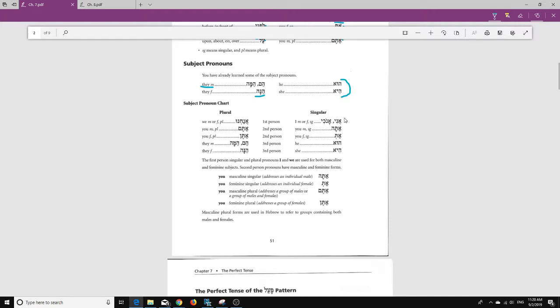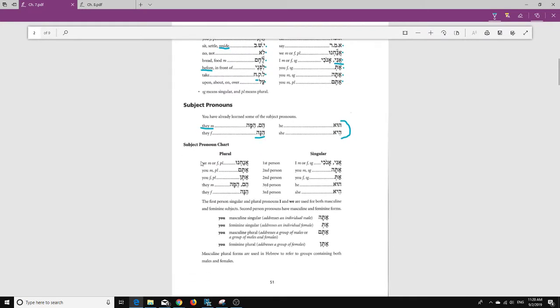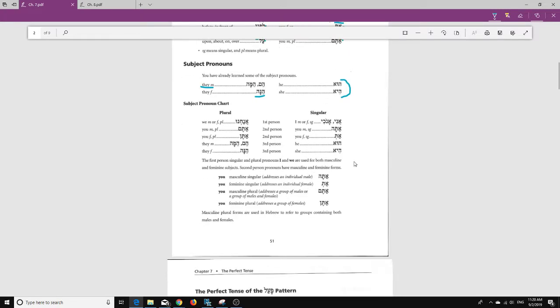So you already know basically just the third person is all we've learned up to this point. But now we have vocabulary words for the first person, for both singular and plural, and the second person, singular and plural, masculine and feminine. It probably would be a very good idea to memorize this chart. And you'll see why as we move on to the qal or the pa'al pattern, the perfect pattern, in a second. But let's go through this anyways.